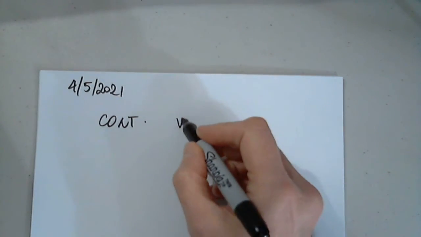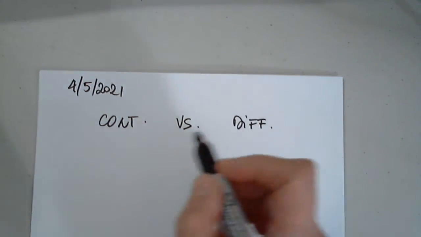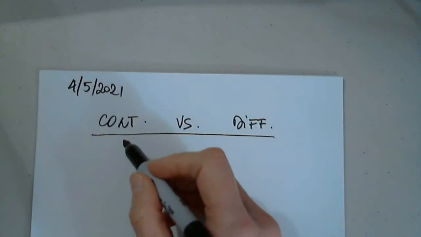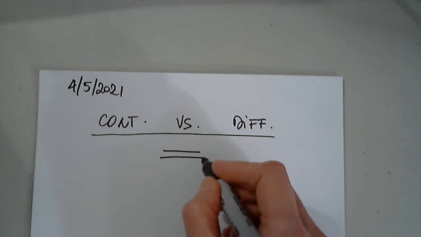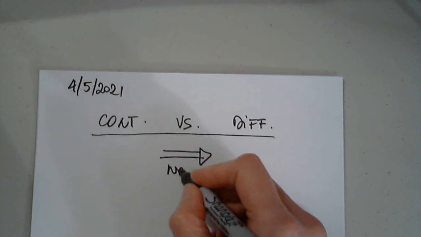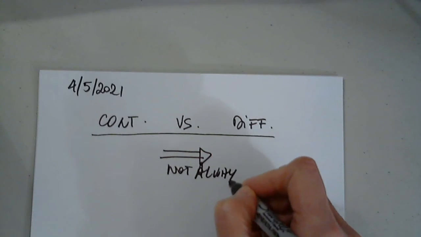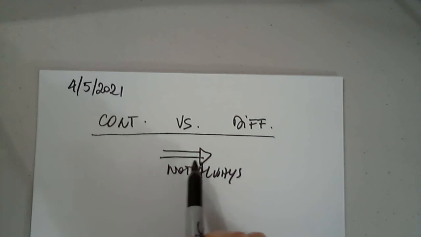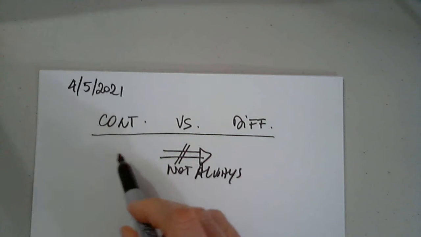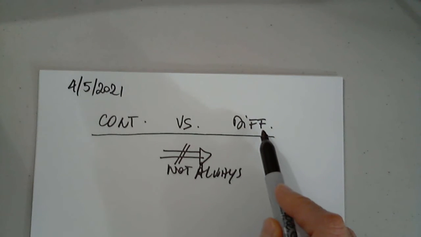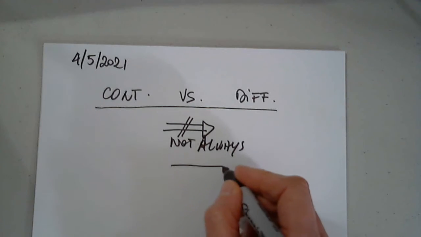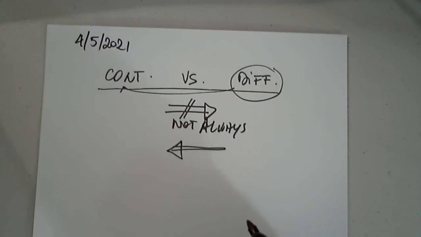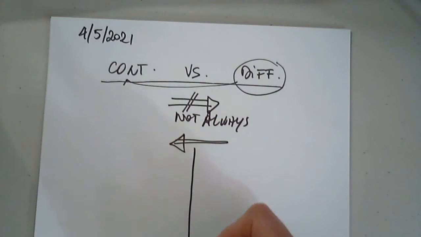Continuous versus differentiable. First of all, a function that is continuous does not necessarily mean it's differentiable. Not always. I'm going to say not all the time. So careful, continuity does not always imply differentiability. This way is always true: if I say that the function is differentiable, the function will be continuous for sure. Okay, so we continue now.